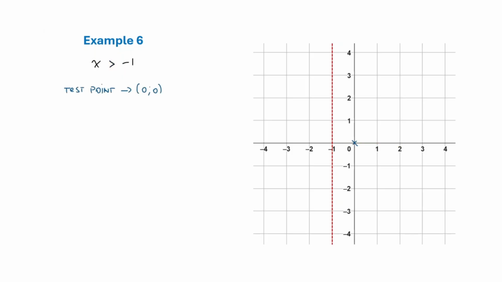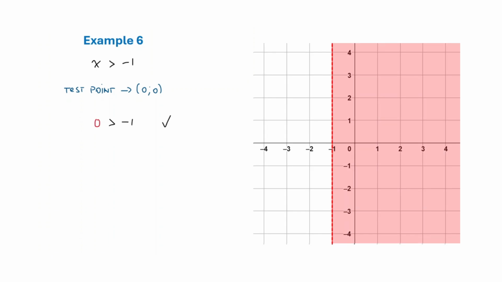We can also check this using a test point. For example, (0, 0). Substituting x equals 0 gives 0 is greater than -1. This is true, so we shade the region to the right of the dashed line, and this is the graph of x is greater than -1.